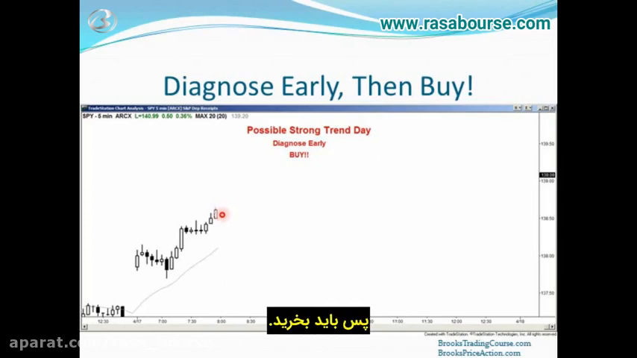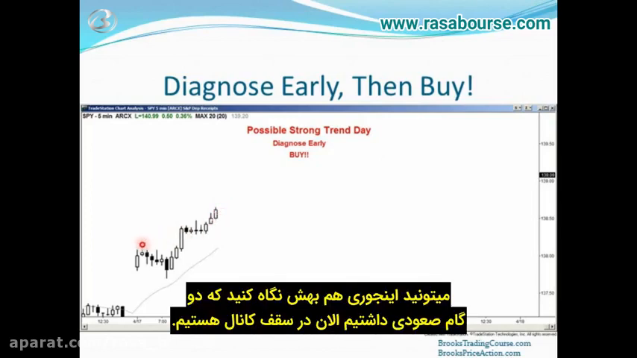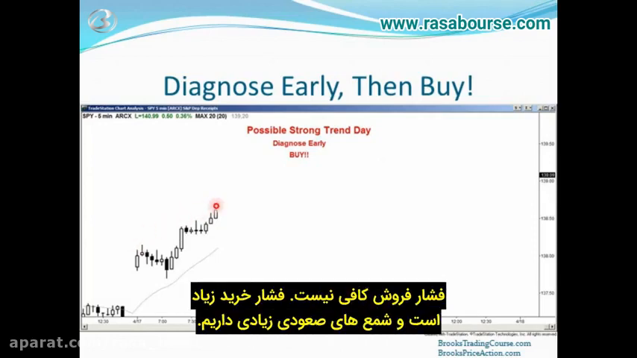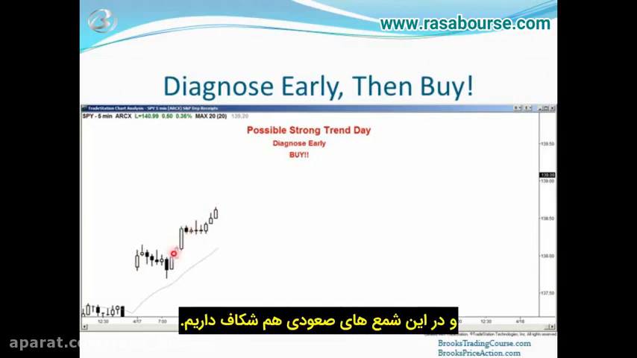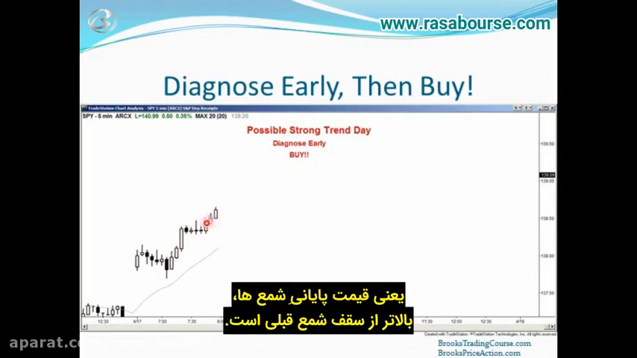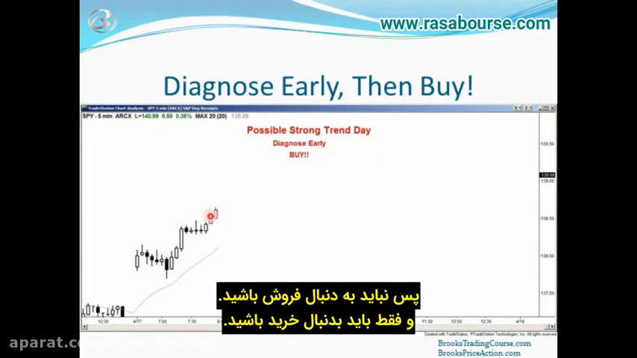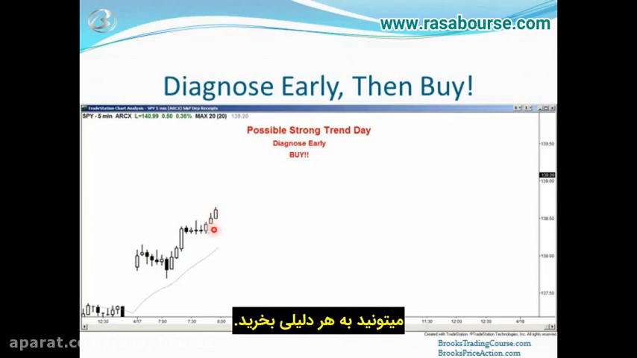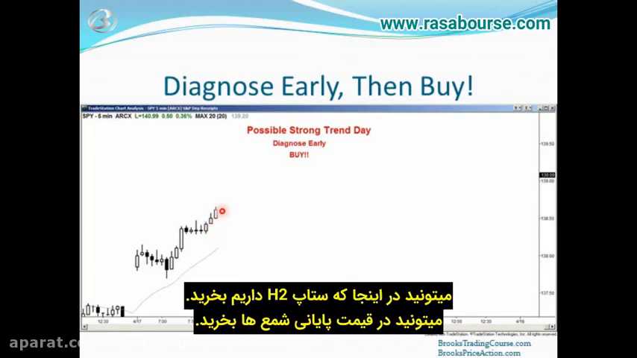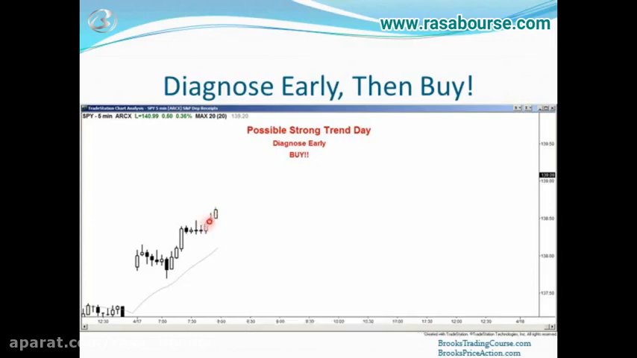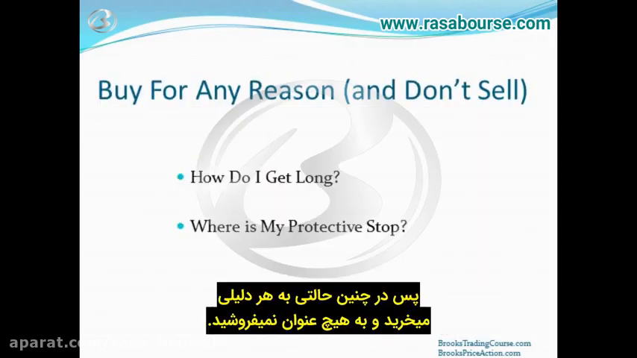So you have to get long. You can't look at this and say, well, 1 push up, 2 pushes up, top of the trend channel line, a wedge top. There's simply not enough selling pressure, and there is too much buying pressure, too many big bull bars, too many gaps in the bull bars, close above the high of the prior bar, close above the high of the prior bar. You cannot be looking to sell. You can only look to buy. So you can buy for any reason. You can buy the high 2 over here. You can buy closes. So you buy for any reason, and you certainly don't sell.